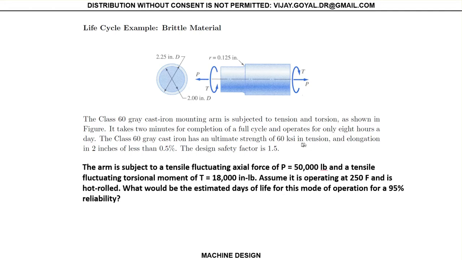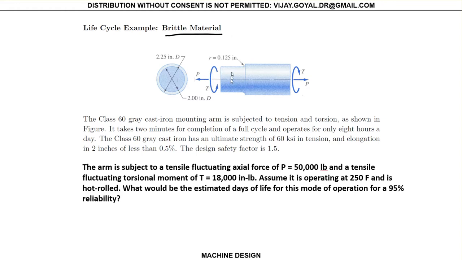Okay, so the problem, you may want to stop the video and take a screenshot or write the problem. Basically, the problem is saying I'm going to use class 60 grade cast iron. Immediately, you know this is a brittle material. The problem states that it is subject to tension and torsion, and is shown here in the figure how it is. You have two diameters.